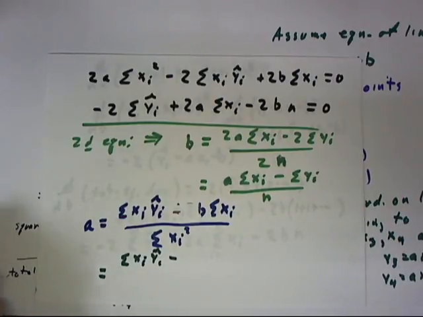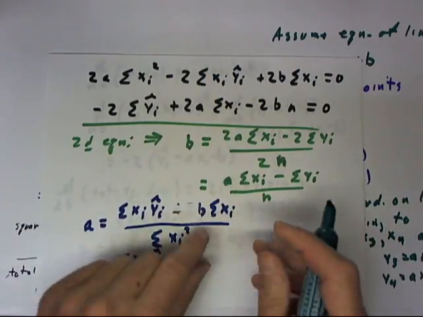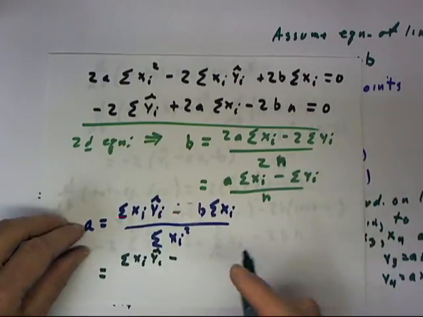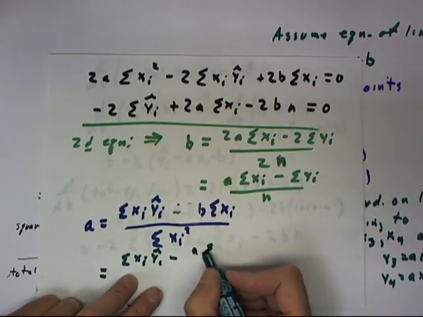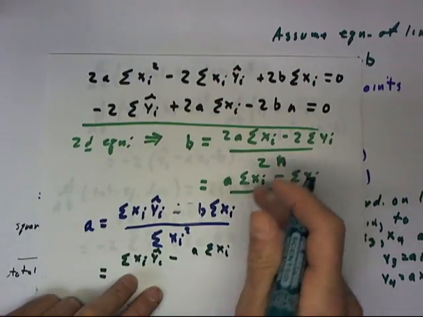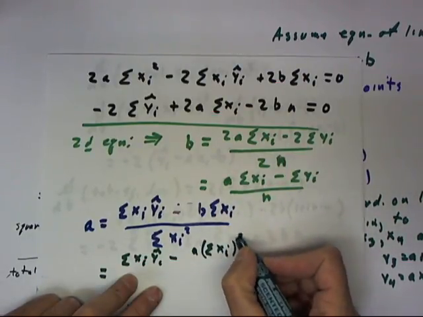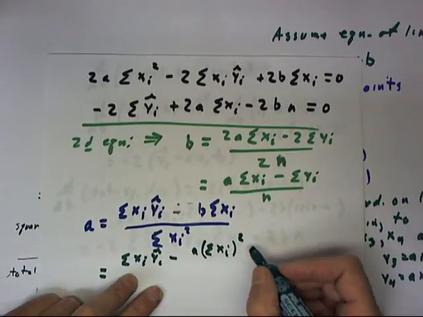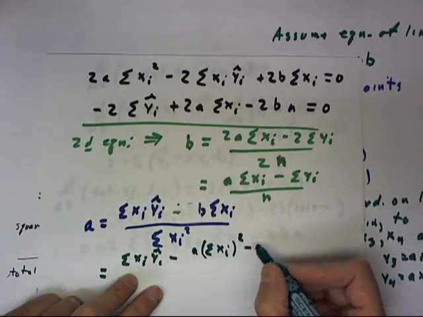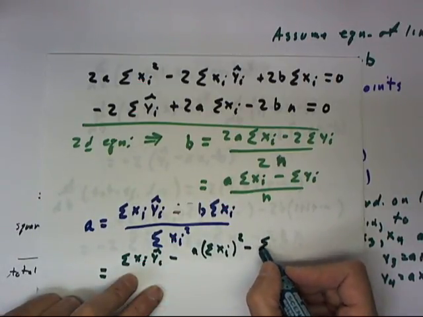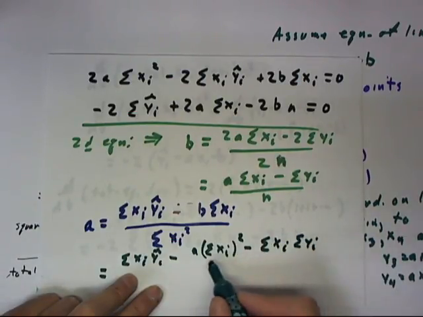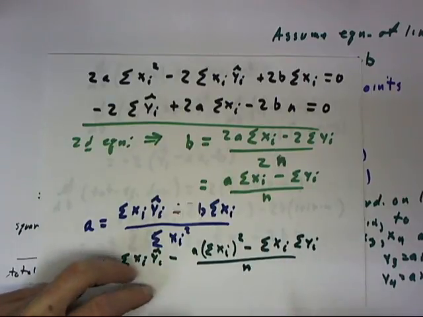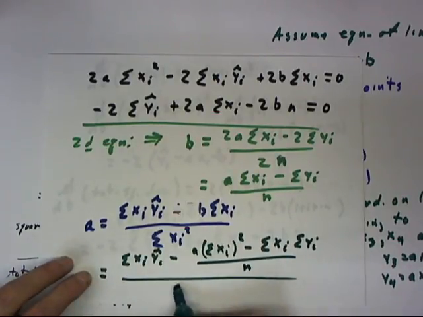And let's get the right color of marker here. Okay, so we have a sum of xi multiplied through this expression, and that's going to give us minus a times the sum of xi times the sum of xi, which is the sum of xi quantity squared, minus the sum of the xi's multiplied by the sum of the yi's, all divided by n, all divided by the sum of the xi squareds.